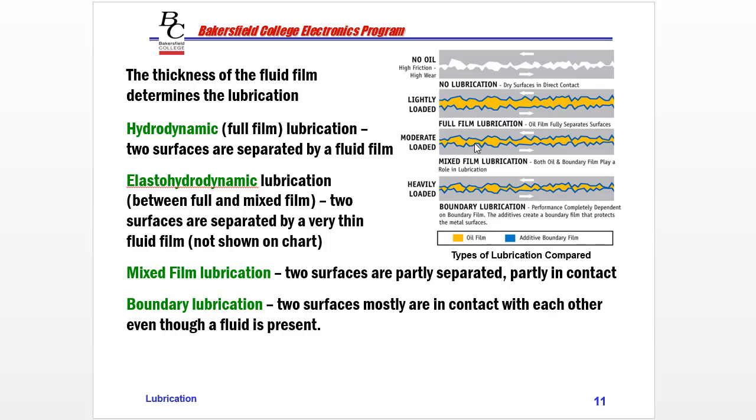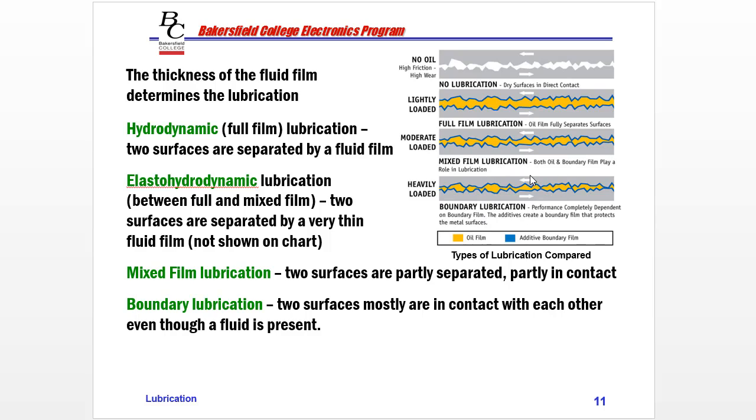Elastohydrodynamic is a mixed film. So the two surfaces are separated by a very thin fluid film. So it's kind of between the mixed and the full. So we're not going to have this touching spot area. So a little bit in between these two. And then the mixed film, where we have partially separated and partially in contact, like down here.